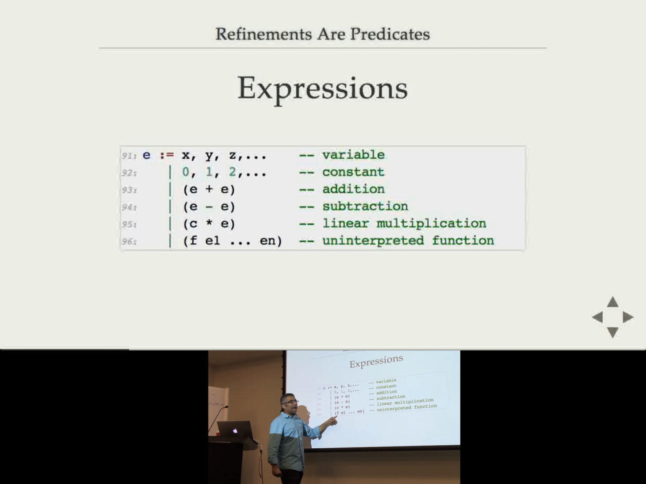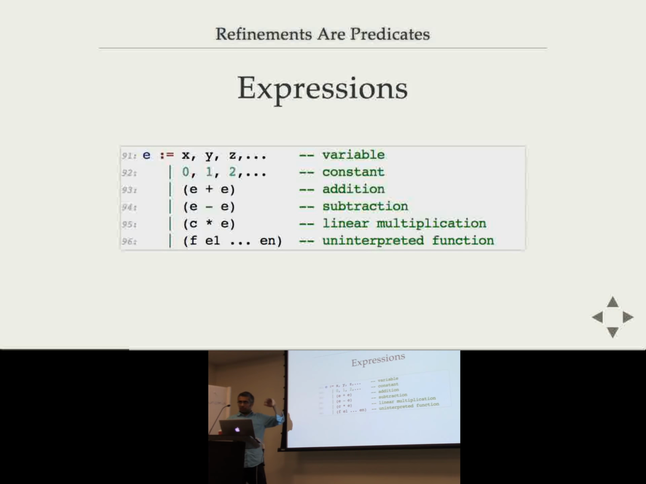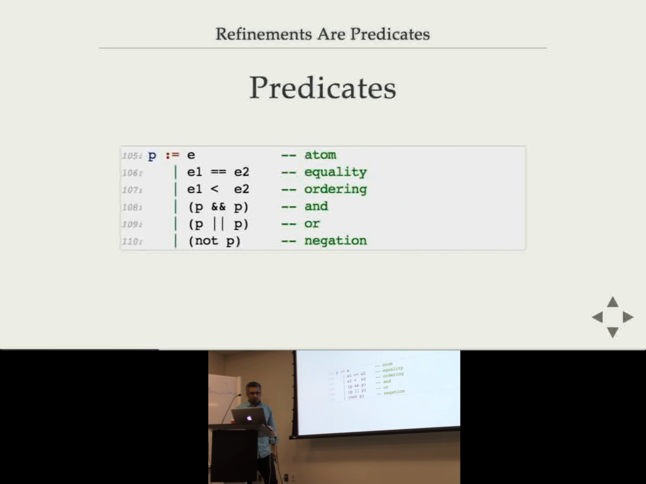And this is where I'm going to pack a whole bunch of stuff. This is the big rug under which a whole bunch of stuff gets swept. It's called an uninterpreted function. So f applied to E1 through En. And I will explain what an uninterpreted function is in the fullness of time.